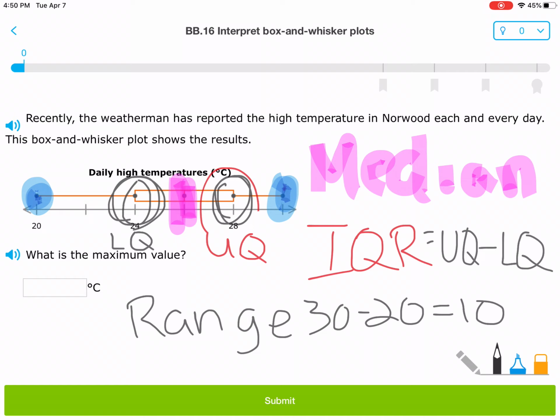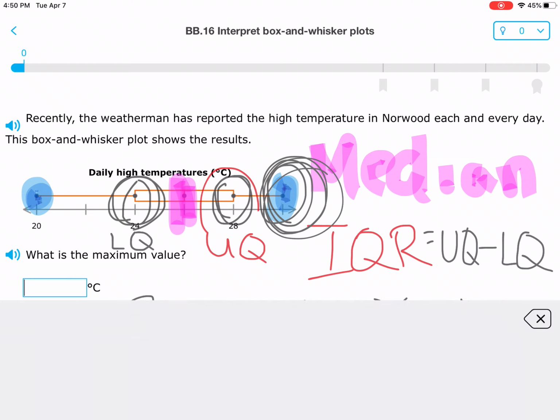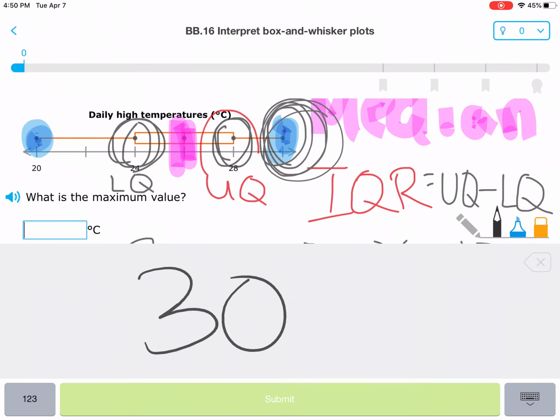So now let's actually answer the question it gives us. It says, recently the weatherman has reported that high temperatures in Norwood each day and every day. This box whisker plot shows the results. What is the maximum value? So the highest value on the graph is this right here, which is 30 degrees Celsius.